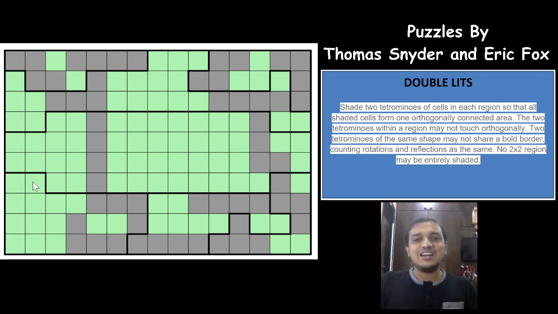That is excellent guys. What an amazing puzzle this was. I really enjoyed both of these puzzles. First by Thomas Snyder and second one by Eric Fox. What amazing puzzles these were.